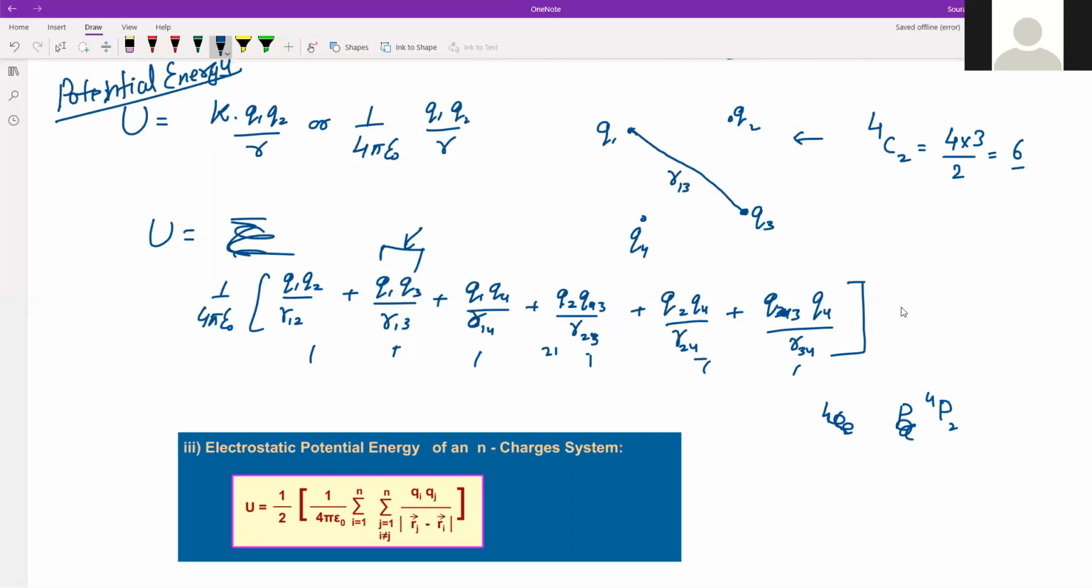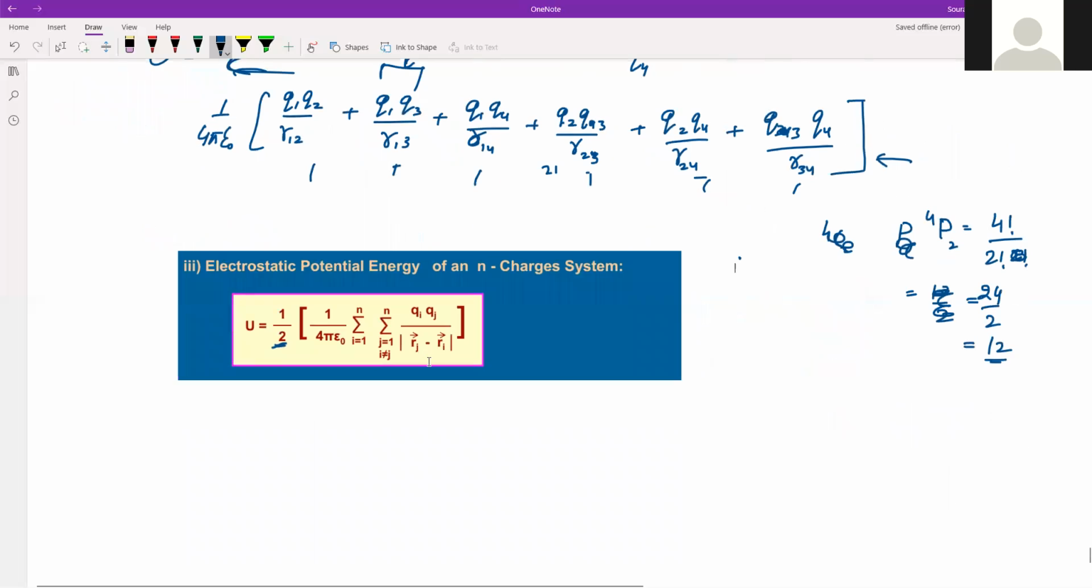4P2. So if you do 4P2, you will get 4 factorial by 2 factorial. That is 24 divided by 2, which equals 12. But we know that it is only 6. So that's why this factor of 1 by 2 is here, right? That is to remove the duplicate entries.